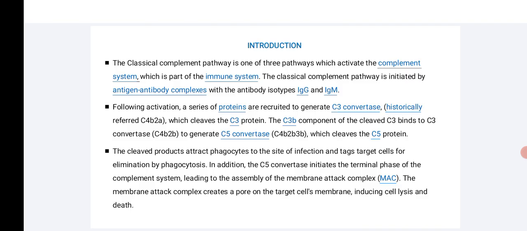The cleaved products attract phagocytes to the site of infection and tag the target cell for elimination by phagocytosis. In addition, the C5 convertase initiates the terminal phase of the complement system, leading to the assembly of a membrane attack complex, which is called the MAC complex. The membrane attack complex creates a pore on the target cell membrane, inducing cell lysis and death.